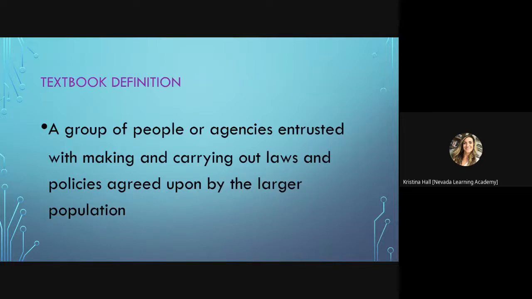So the textbook definition is a group of people or agencies entrusted with making and carrying out laws and policies agreed upon by the larger population, okay. So it's a group of people or agencies. Like we talked about with the United States, we have a president. Sometimes maybe in history it was a monarch, or it could be a dictator. So somebody's in charge and they carry out those laws. So actually our discussion was very close to the textbook definition of what that is.